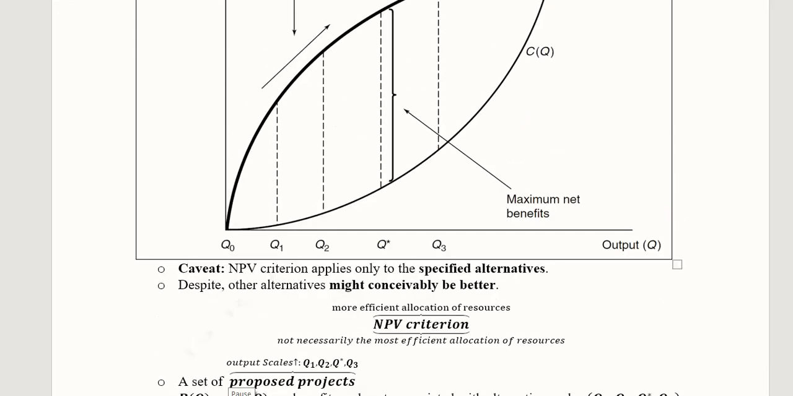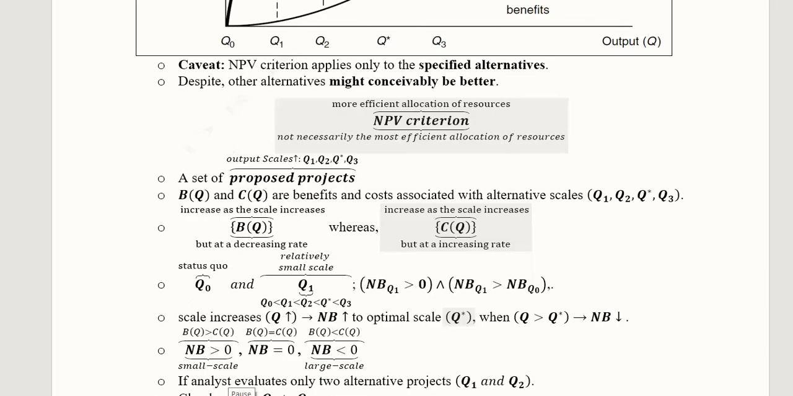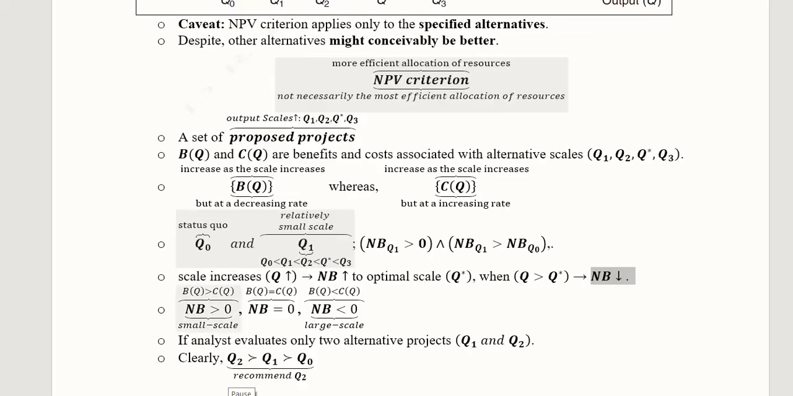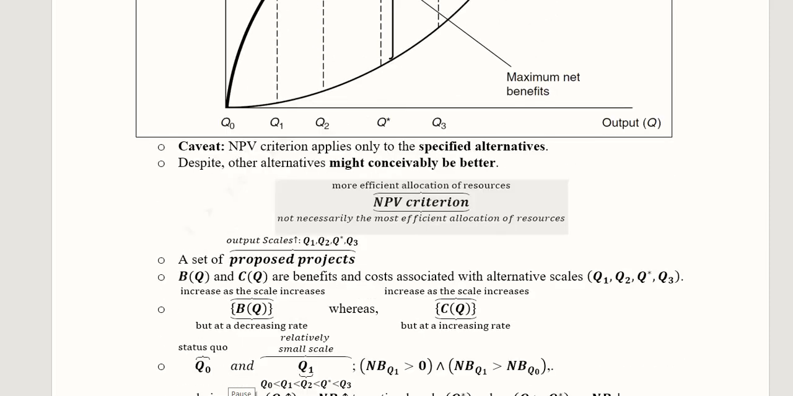As you can see, at the points after this Q asterisk, the distance between BQ and CQ has started to decline. So this is the point where we should stop and avoid any further decline in the net benefits. The net benefits are positive when the benefit curve is above the cost curve. These are the small scale alternatives because output is up to this level. And after this, there are large scale alternatives, but the net benefits start to decline.